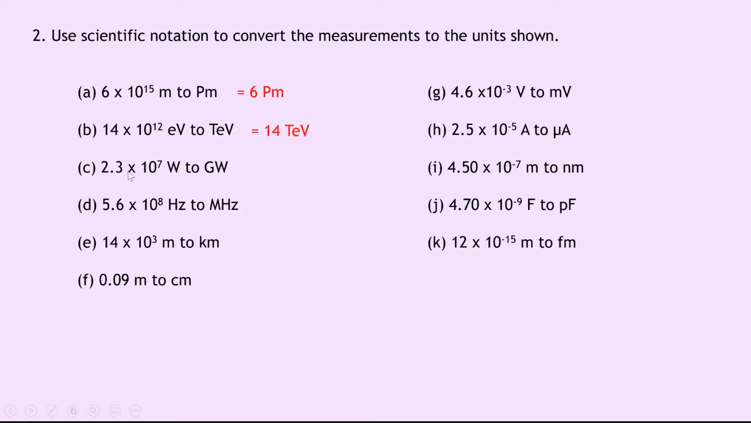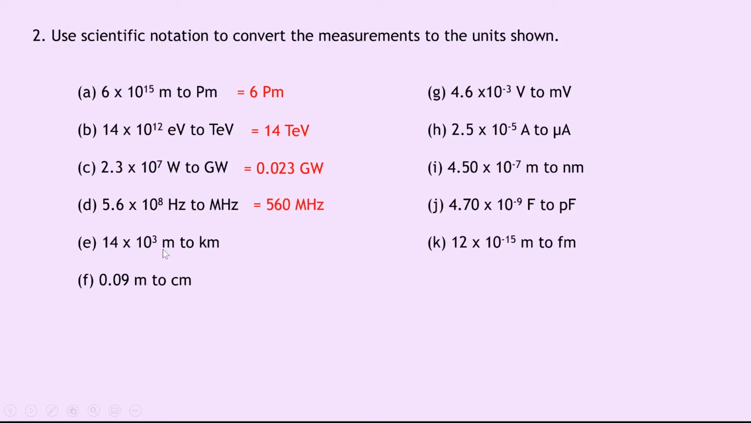Part C, 2.3 times 10 to the 7 watts to gigawatts. Well, remember giga is times 10 to the power of 9, so if we want this to be in the form of times 10 to the 9, then we need to move our decimal place 2 places to the left, and we end up with 0.023 gigawatts. Part D, 5.6 times 10 to the 8 hertz to megahertz. Remember mega is times 10 to the 6, so if I want this to become times 10 to the 6 so that I can replace it with the m, then I need to move my decimal point 2 places to the right, and this becomes 560 megahertz.